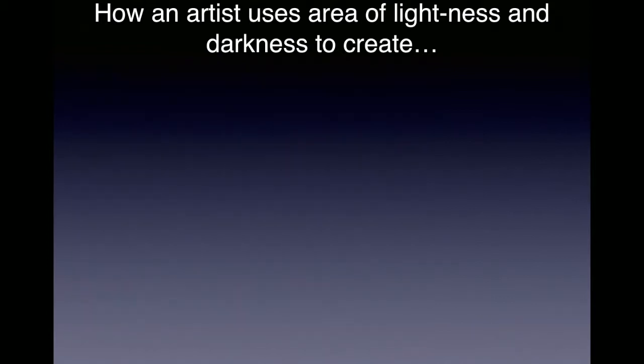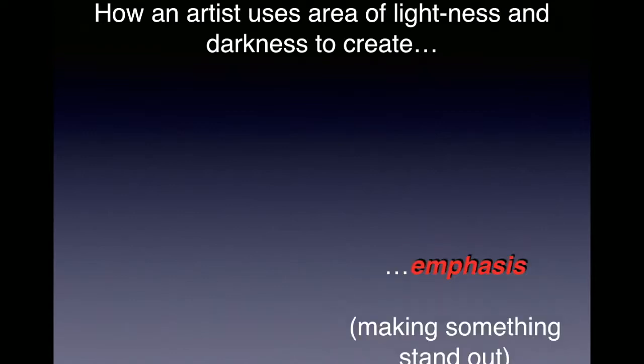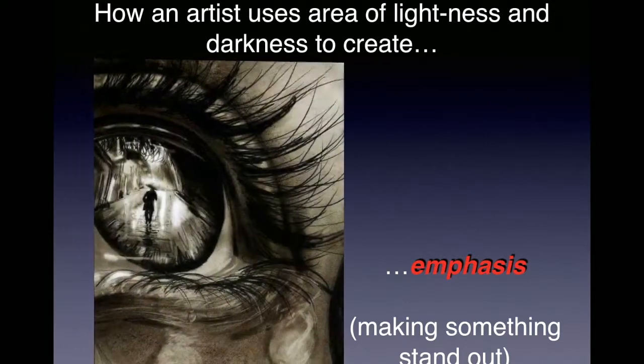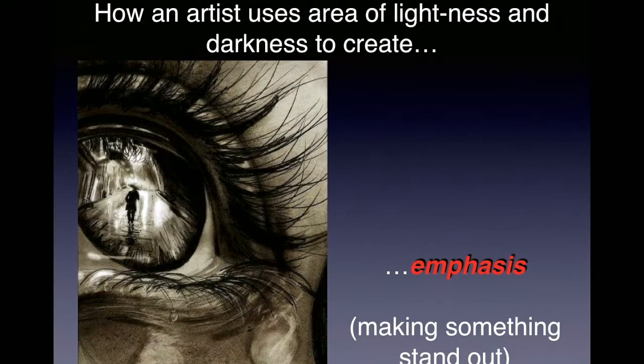Another way that an artist can use areas of lightness and darkness is to create emphasis, which means to make something stand out. Take a look at this pencil drawing. Look closely. The more you look, the more details you see. And because the artist has used very dark darks and very light lights, things are starting to come to your eye, which you might not notice at first glance. A very effective use of value.